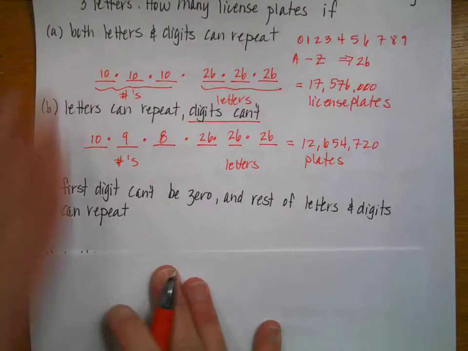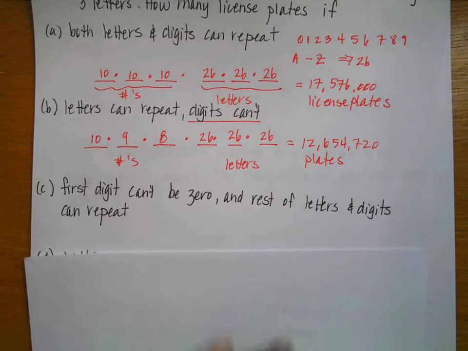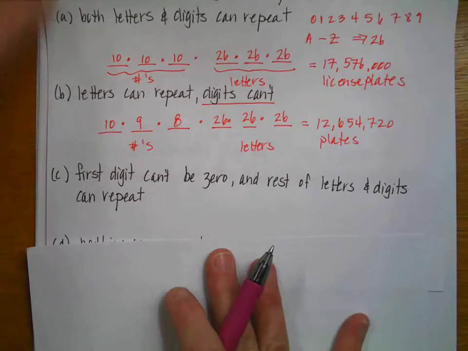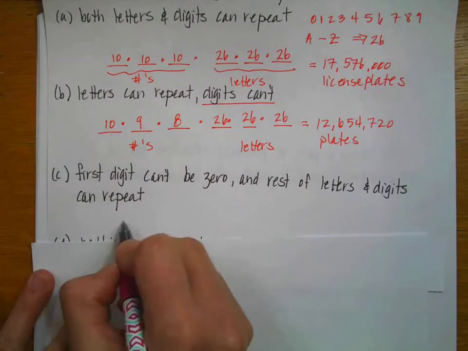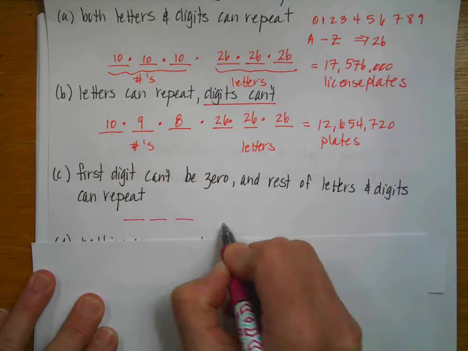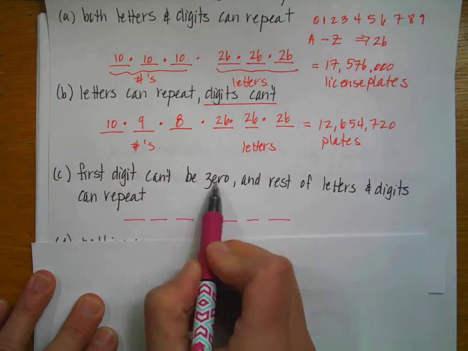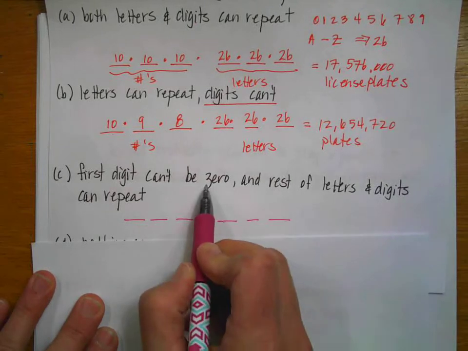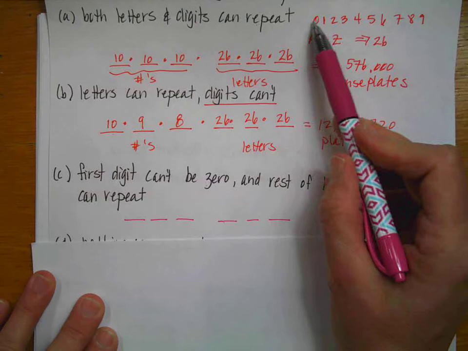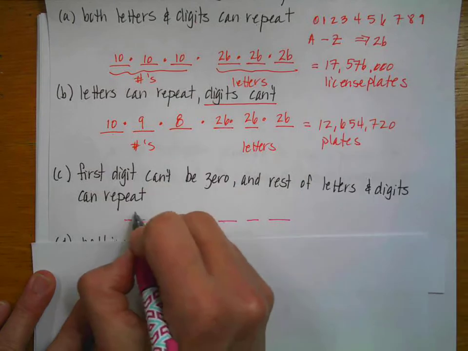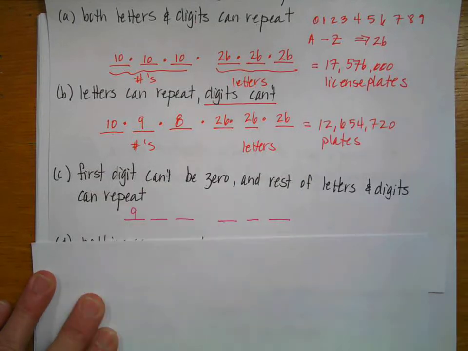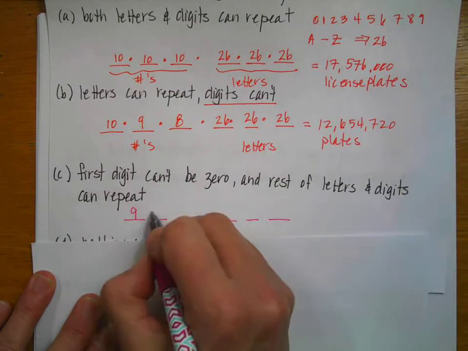Okay? Option number C says the first digit can't be 0, and the rest of the letters and digits can repeat. So again, I'm going to do my 1, 2, 3, and then my 4, 5, 6. So the first digit can't be 0, so if we look back up here, now that means that I have 9 numbers to choose from.